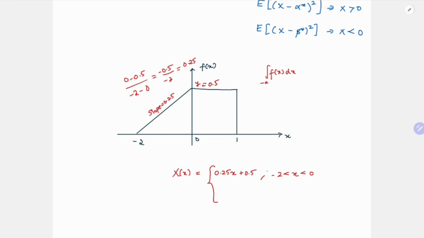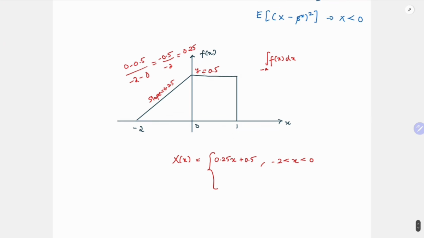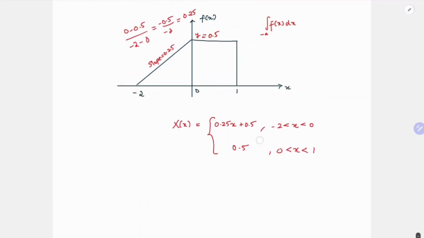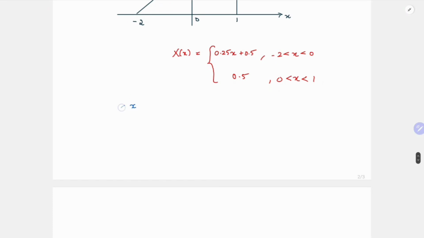To verify, if you substitute x equal to -2, this becomes 0, and at x equal to 0, it is 0.5. And for 0 to 1, so x greater than 0 and less than 1, what is it? It is just a constant 0.5. So now let us separate these out. For x less than 0, we are mapping it to beta star. So we have something like this.